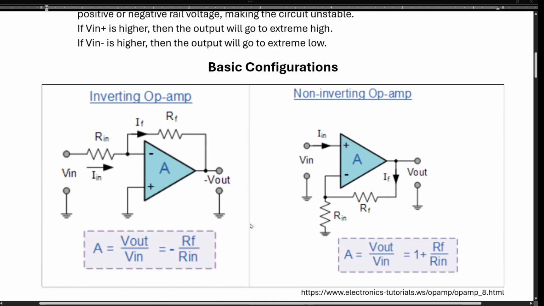All right, how do we know what the voltage is going to be on the output with respect to the voltage on the input? Well, the input voltage times the gain is going to give you the output voltage, for the most part.